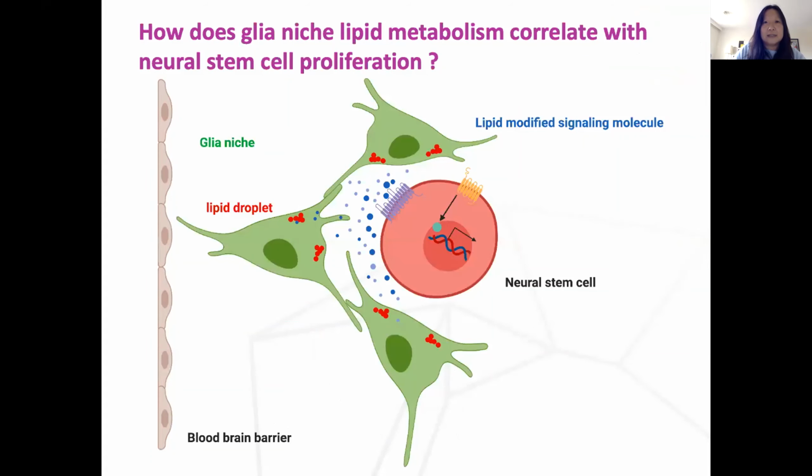So how does glial niche lipid metabolism impact on neurostem cell proliferation? She then postulated this could be via lipid modified signaling molecules. And one of such molecules is that of a very well-known patterning gene called hedgehog, which is post-translationally modified by palmitoylation at its N terminus and cholesterol modification at its C terminus.